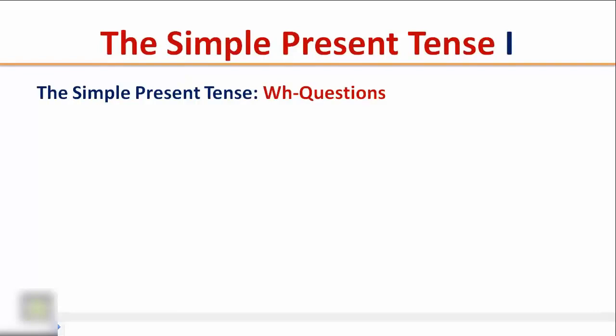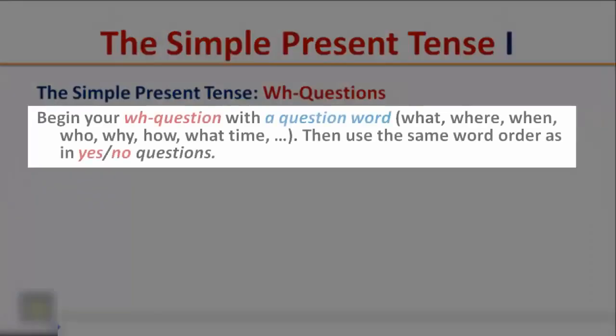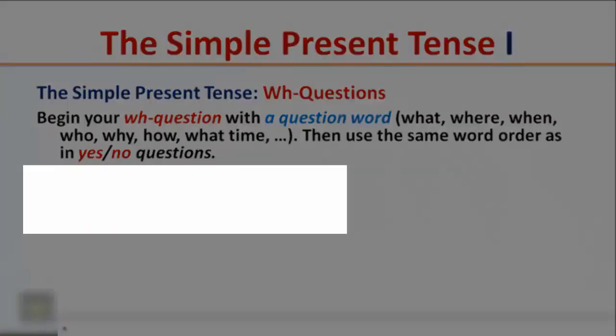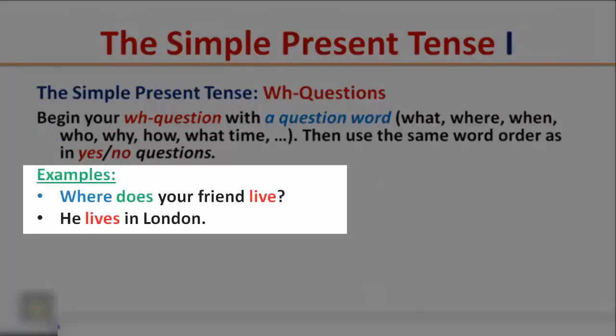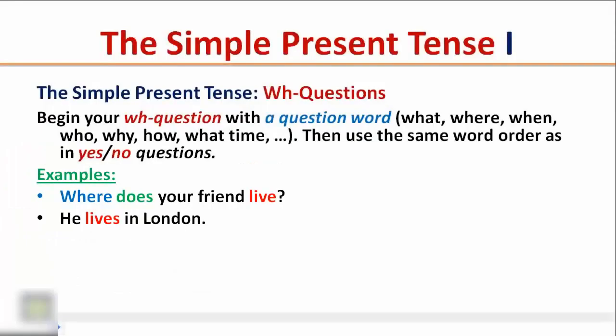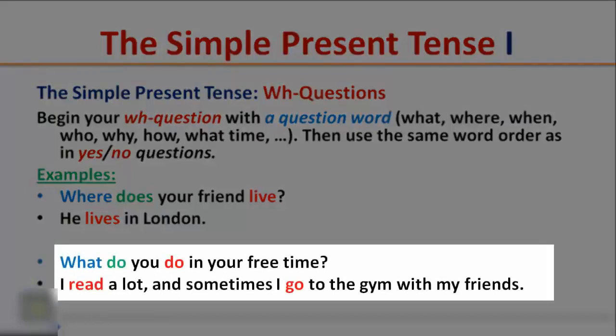The simple present tense, WH questions. Begin your question with a question word such as what, where, when, who, why, how, what time, etc. Then use the same word order as in yes-no questions. Examples. Where does your friend live? He lives in London. What do you do in your free time? I read a lot and sometimes I go to the gym with my friends.